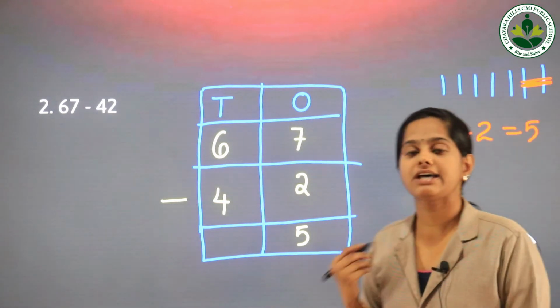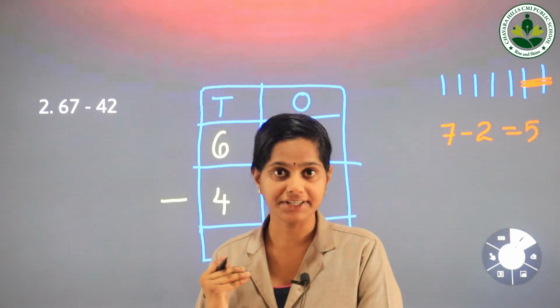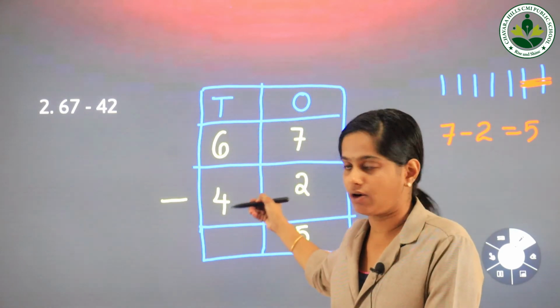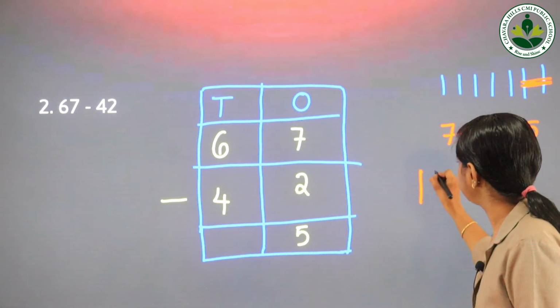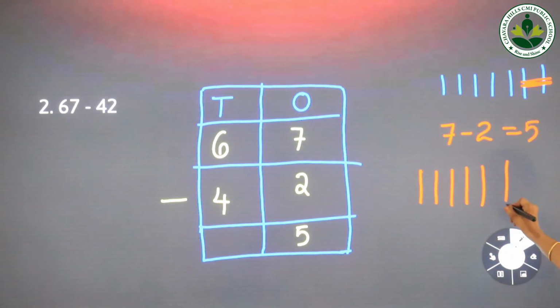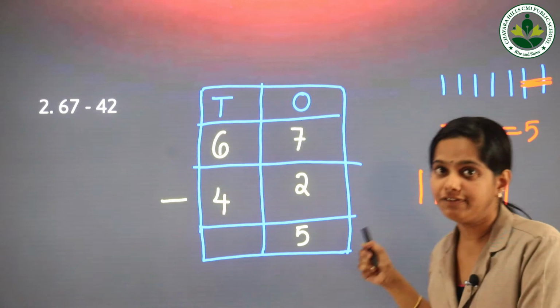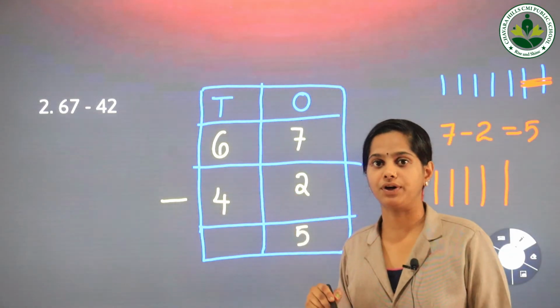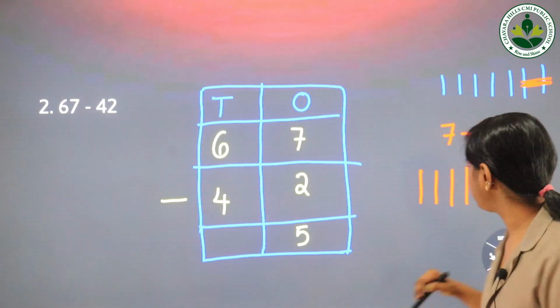Next step, subtract the digits in the tens column. Suppose these are the sticks. 1, 2, 3, 4, 5, 6. These are the 6 bundles of 10 sticks. We have to find 6 minus 4.